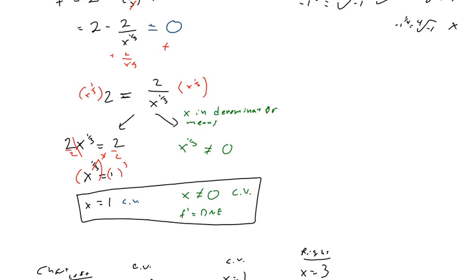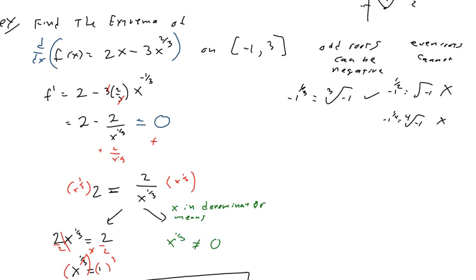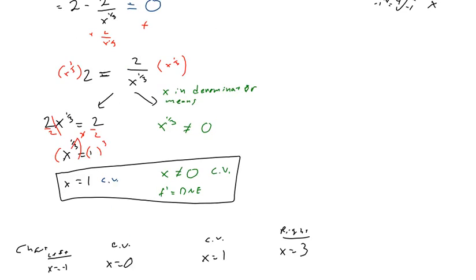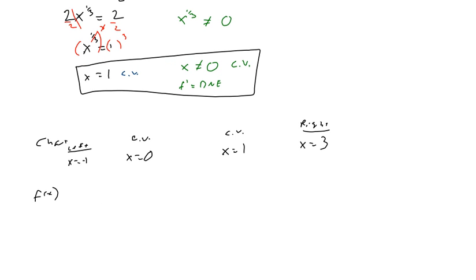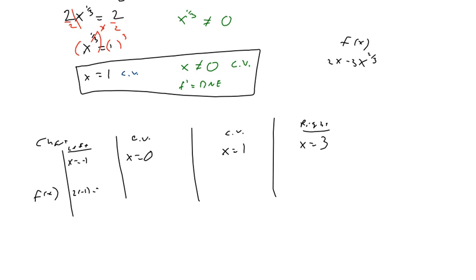So it was 2x minus 3x to the 2/3. That was f of x. So if I plug these in, -1, let's see if I get -1. I've got 2 times -1 minus 3 times -1 to the 2/3 power. -1 to the 2/3 power is 1. -1 times 2 is -2. That's going to be plus 3. That's going to be a 1. 0, well, that's going to be a 0.